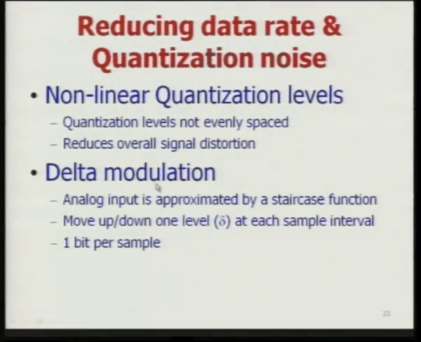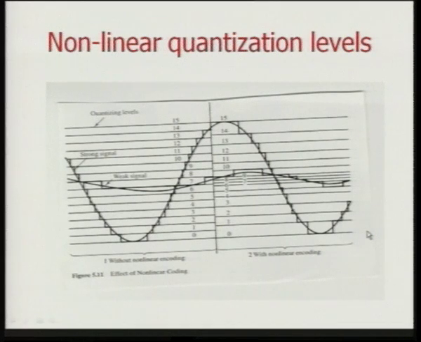A second technique that is used is something called delta modulation. In delta modulation, the analog input is approximated by a staircase function, and we use only 1 bit per sample, and you just move up or down by 1 level, which is the delta level, at each sample interval. So, we will take a look at how these two are done. I will first look at non-linear quantization levels.